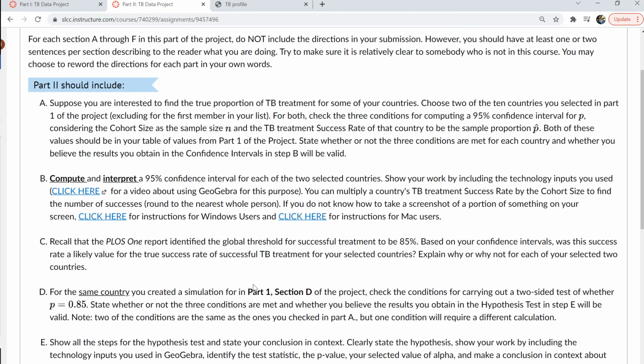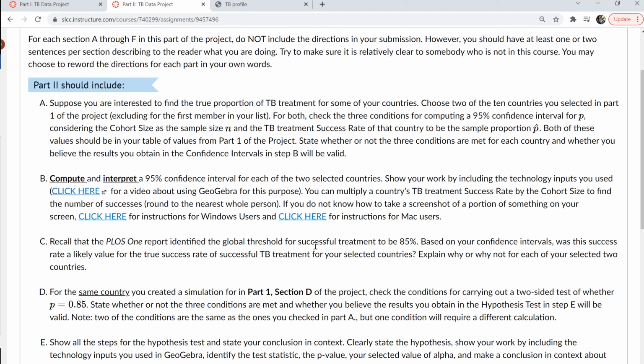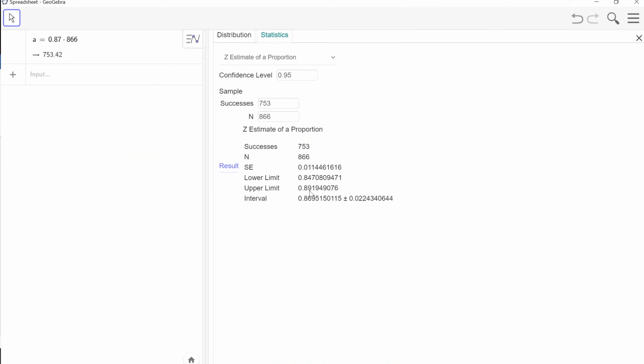Once you are done with that, for section C, you will then see if the global threshold of 85% is a possible success rate for a given country. For example, the one that I did for Lithuania, Lithuania's lower limit is 0.847 to an upper limit of 0.892. 0.85 does lie within that interval, so I do believe that 0.85 could be a possible value for the success rate for Lithuania. This will likely be different depending on what countries that you are working with.